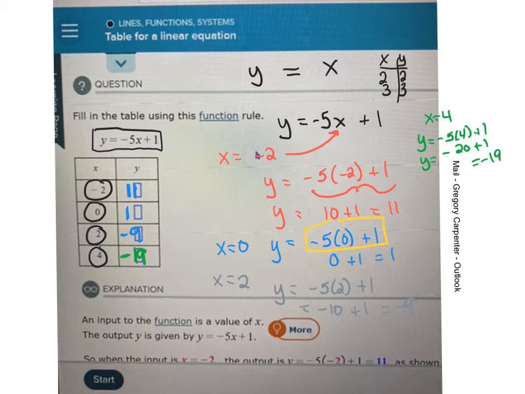So anytime you have a table, you just plug in one variable for the other. There are other examples where you could be given the y values and you find the x values. But when you have an equation of two variables, you just always plug in the one variable you know.